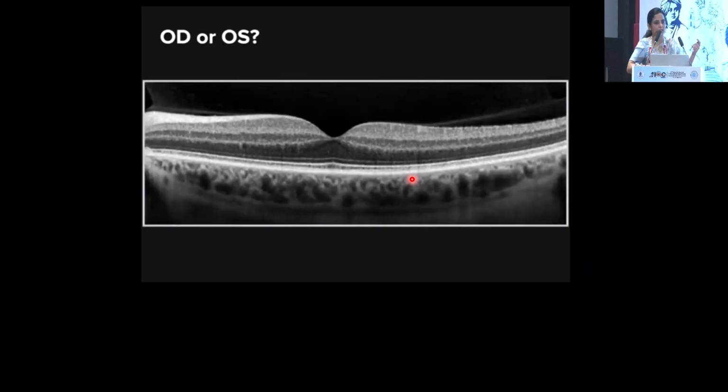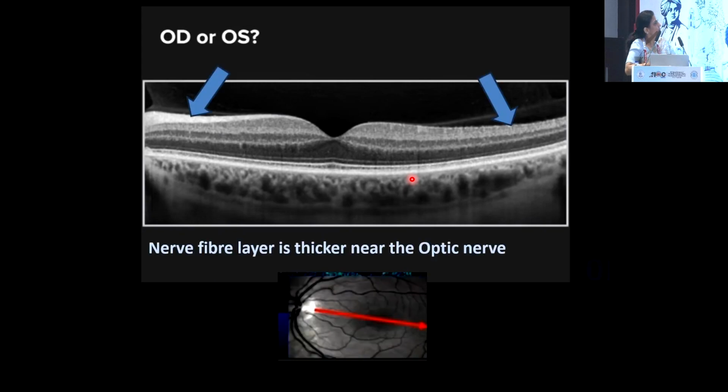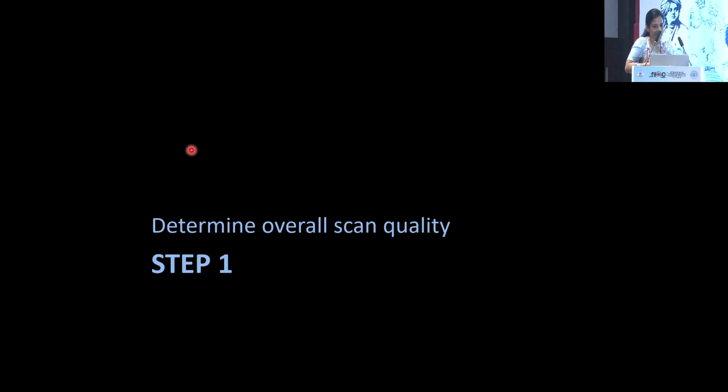Now again, just an interesting thing, by looking at the OCT you can make out whether it's the left eye or the right eye. So can anyone tell me which eye this is? The disc is on that side. So the nerve fiber layer is thickest near the optic nerve, and you see here, this is the nerve fiber layer, the innermost layer. So just by seeing this OCT, you know that this is the left eye of the patient because this is thickest near the optic disc.